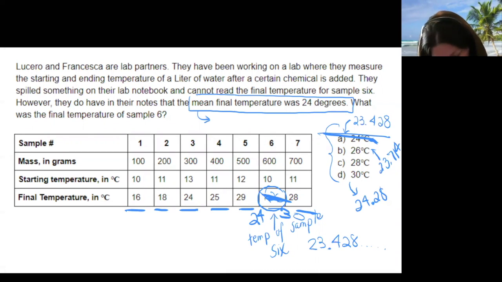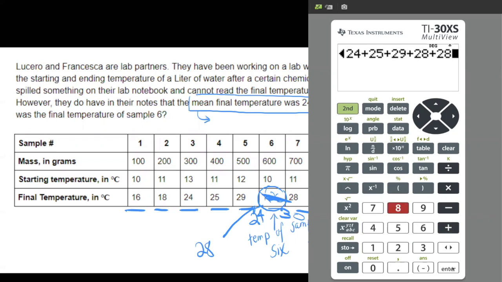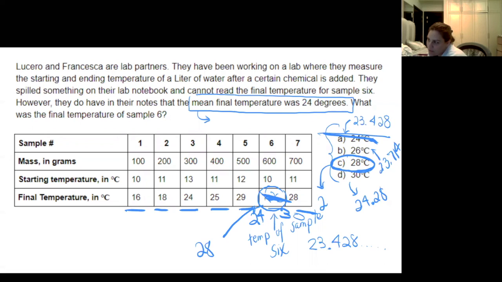So this time I'm going to test it with using 28 here. So plus 28 again, and now divide by 7. Woohoo! Perfectly 24. So it's not necessary to take the nearest one. We have to take exactly the same one.